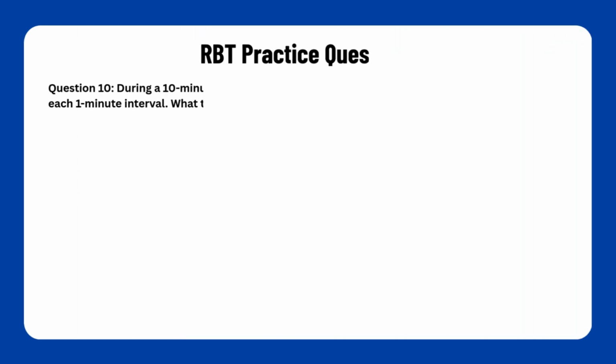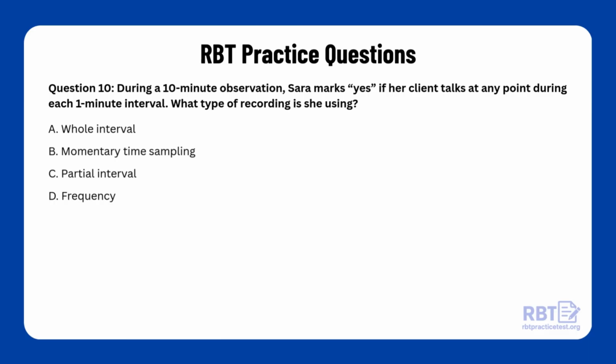Question number 10. During a 10-minute observation, Sarah marks yes if her client talks at any point during each 1-minute interval. What type of recording is she using? A. Whole interval. B. Momentary time sampling. C. Partial interval. D. Frequency. The correct answer is C. Partial interval.